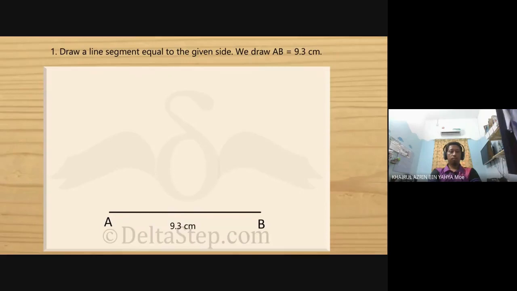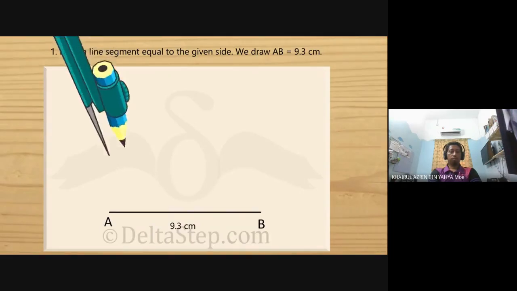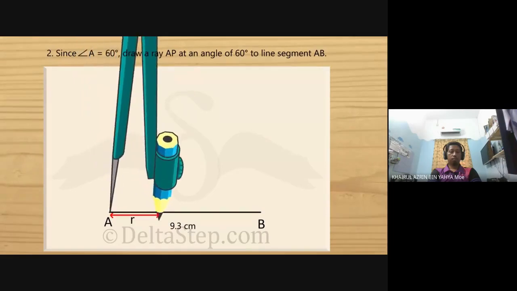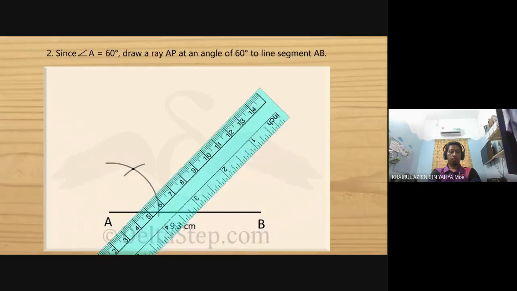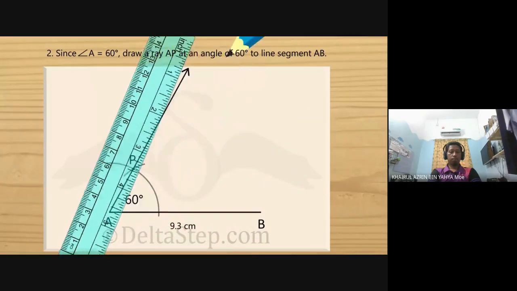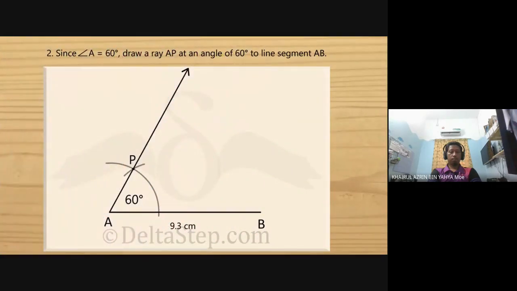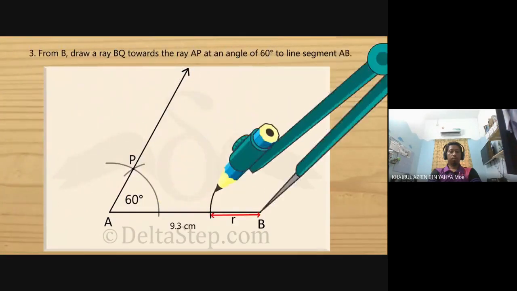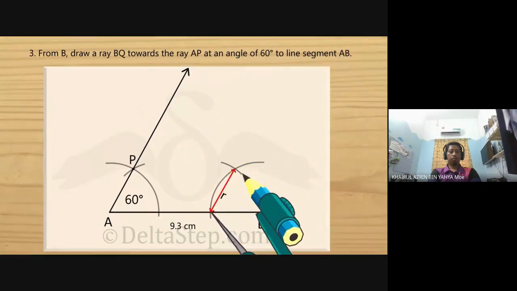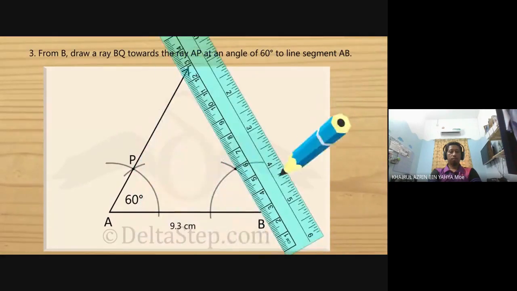Now, angle A is equal to 60 degree. We need to construct a ray using a ruler and a compass at an angle of 60 degrees at the point A. Also, angle B is equal to 60 degree. So, once again, we make another ray using a ruler and a compass at point B at an angle of 60 degree.